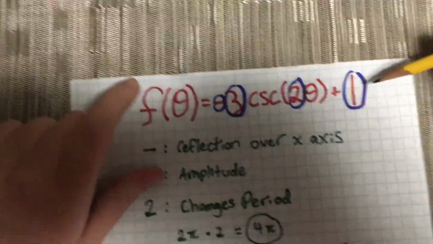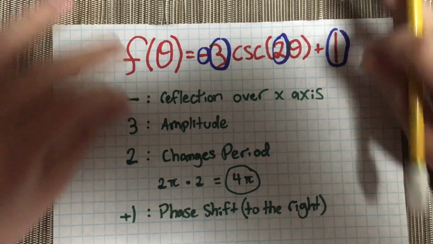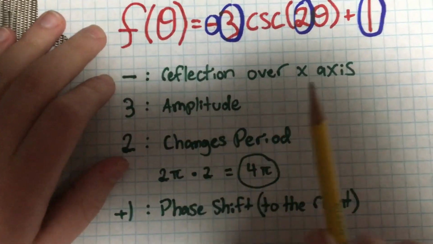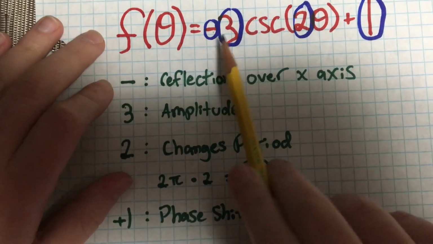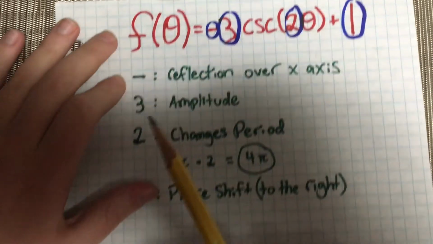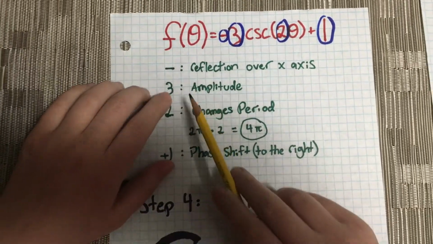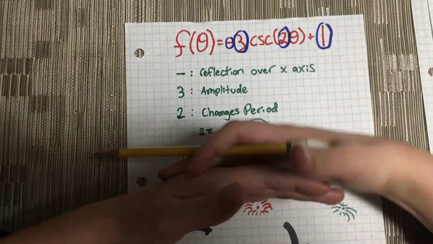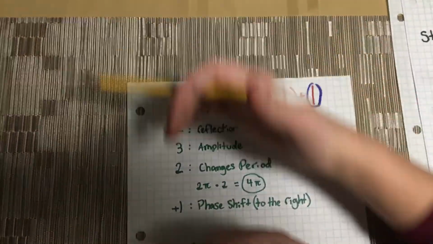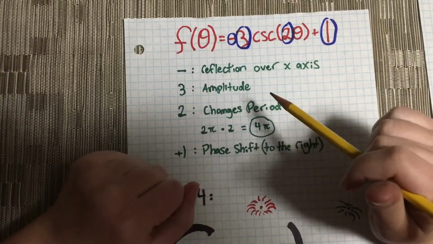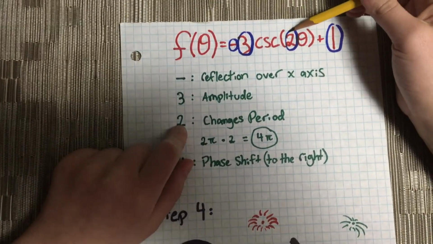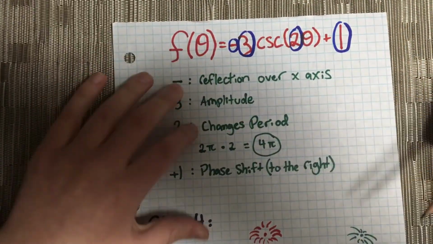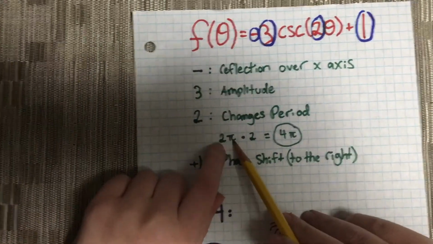Okay, so now we just break it down. Very easy, very simple. This negative here means a reflection over the x-axis. Now this 3 in front of the function is our amplitude. So that means that our function is going to be stretched vertically. And our 2 in front of the theta is how our period is changed. Remember our period was 2 pi.